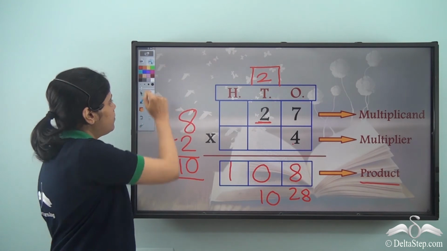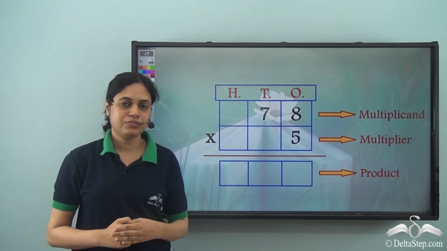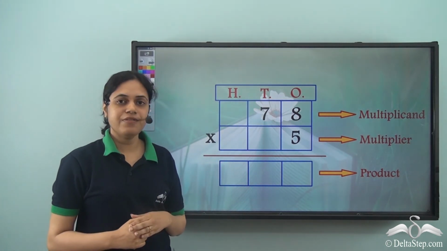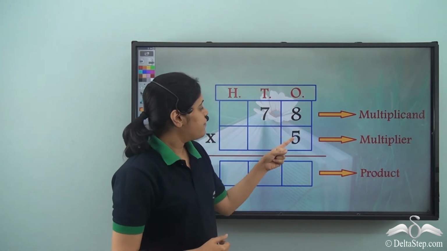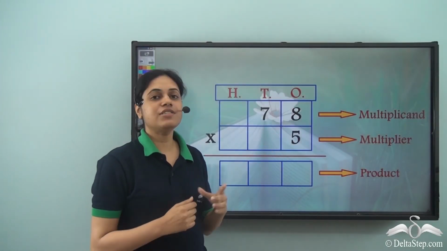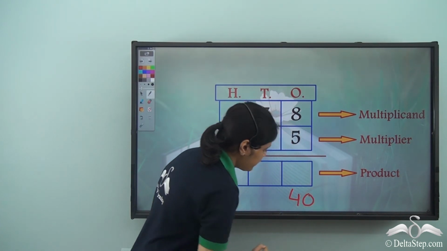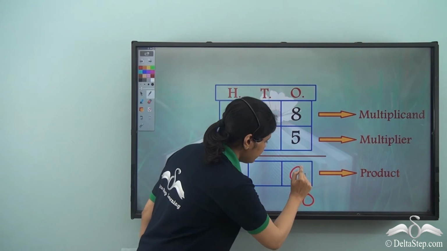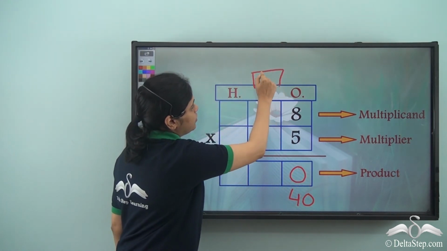Now, can you try out this one on your own? What is 78 into 5? So once again, I start with the ones room. 5 into 8 is 40. So it is 40. 0 is the ones digit. So 0 will go here. 4 is carried over to the tens room.